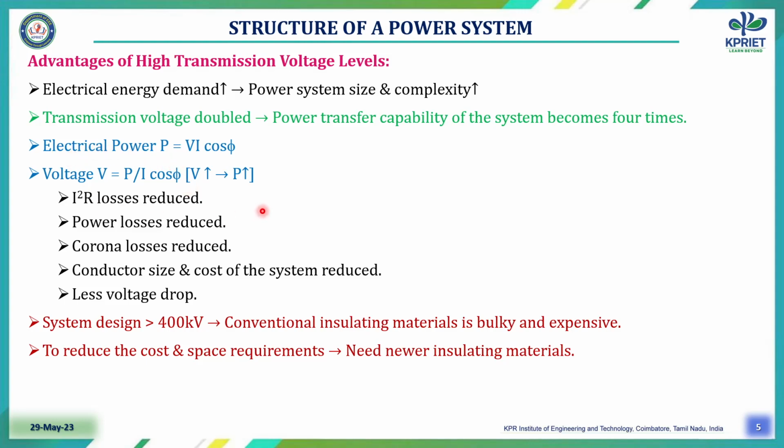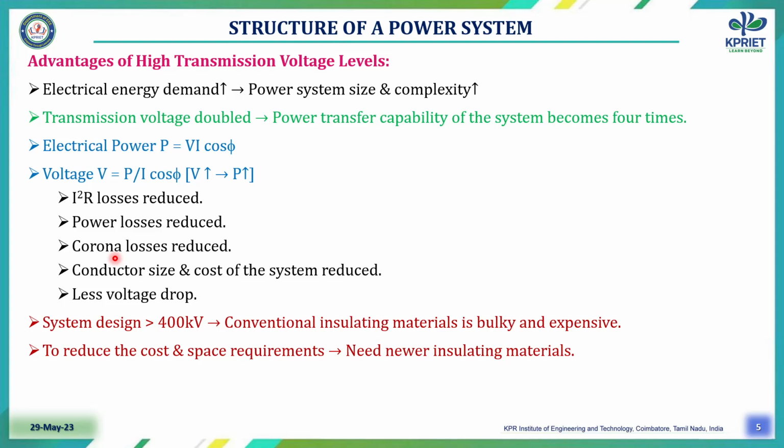What are the benefits of increasing the voltage level? If we increase the voltage level, the power transmitted is also increased. What is the aim of this? The I square losses will be reduced, power losses will be reduced, corona losses will be reduced, and conductor size will be reduced, so the cost of the system is reduced, with less voltage drop. These are the major benefits of increasing the voltage level for the primary and secondary transmission.